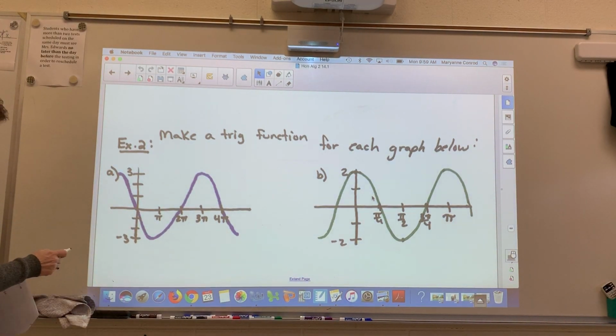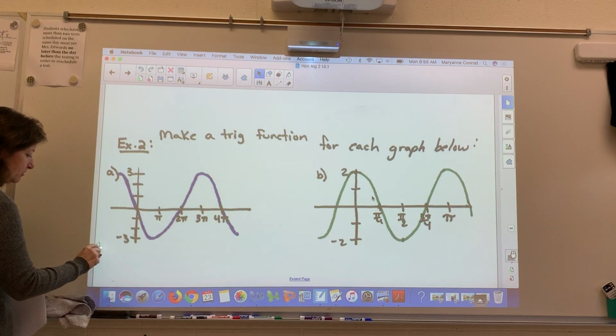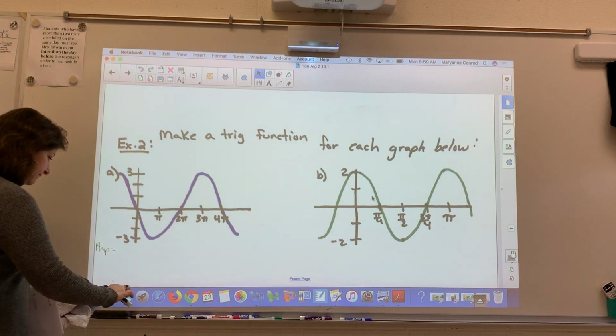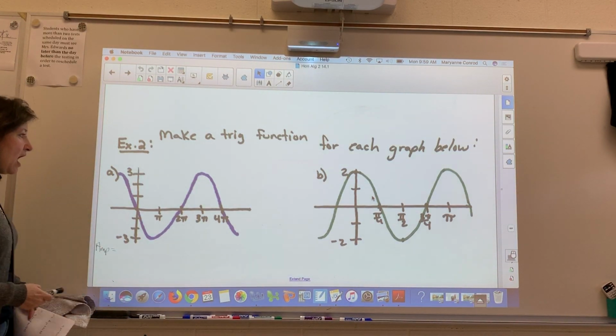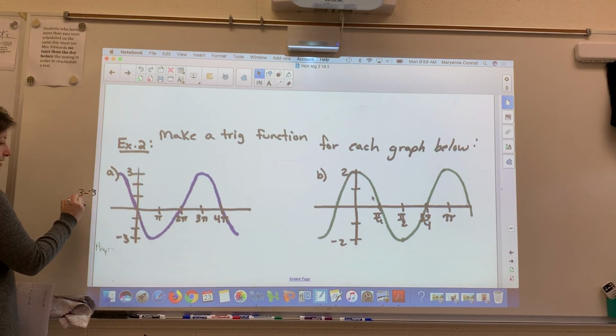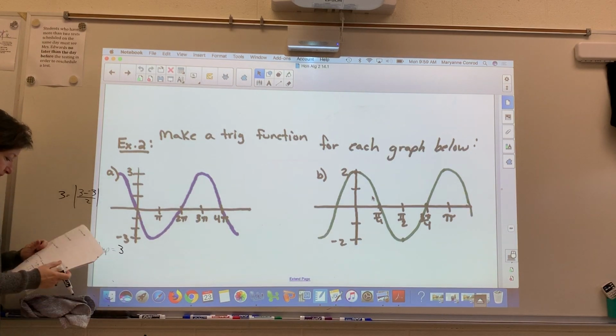So let's figure out some things. First, we need the amplitude, because that's going to help me figure out A. What is the amplitude of this function? What is the highest point? The highest point is 3, minus the lowest point, negative 3, divided by 2 gives me an amplitude of 3. So my amplitude is 3.